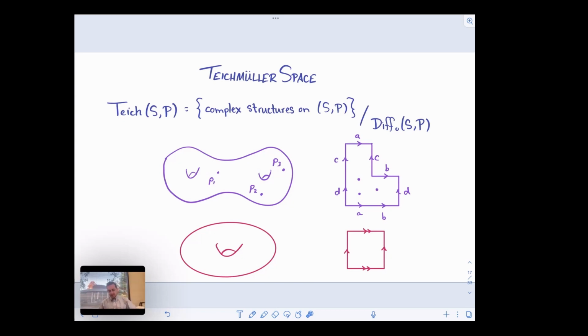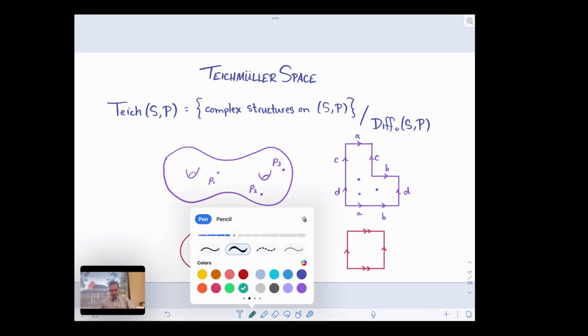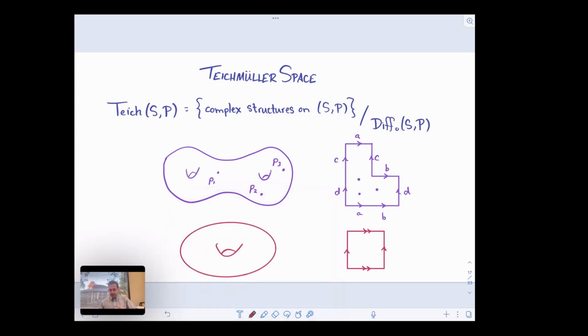On the torus, I can take a square. I can take a parallelogram. That's too ugly. I could take a torus, I could take a parallelogram, and these are two different complex structures on the torus. And if I add mark points, I can push the mark points around and get different complex structures. Any questions on that?